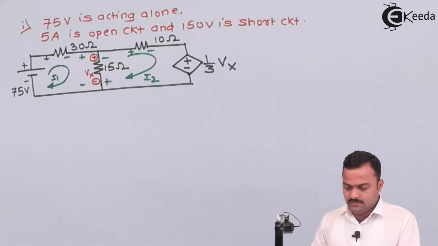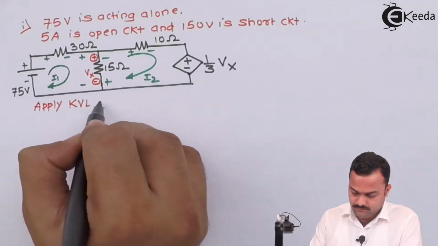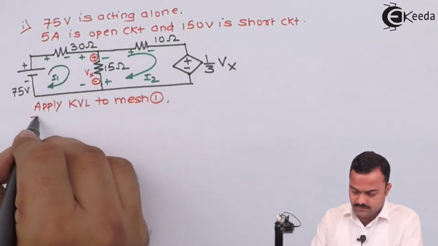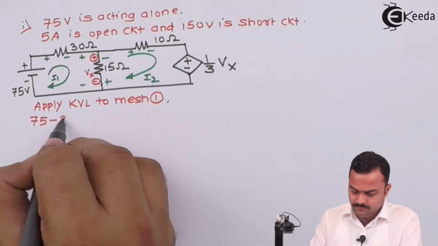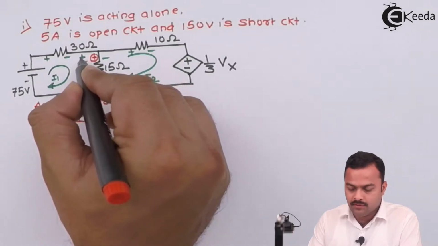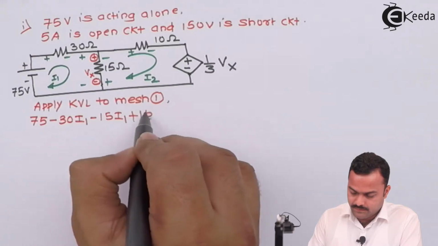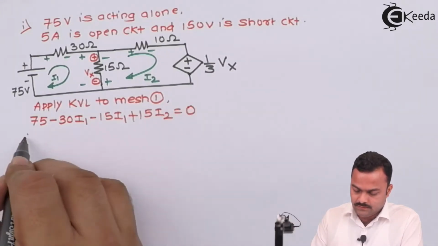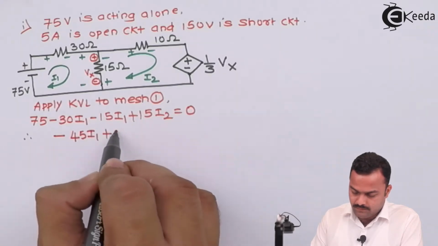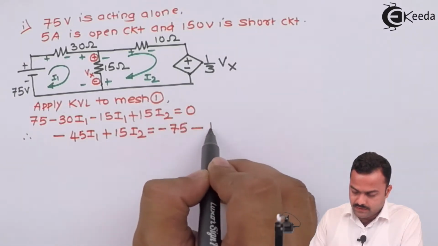So let's apply KVL to mesh 1. Let's start from the voltage source, minus plus. So it's plus 75, plus minus minus 30 I1. I will just concentrate on the polarity that we mark. So the green polarity, that is plus minus, minus 15 I1, and over here minus plus, which is plus 15 I2, equal to 0. So I will get a very straightforward equation. Upon solving, I will get minus 45 I1 plus 15 I2 equal to minus 75 as equation number 1.